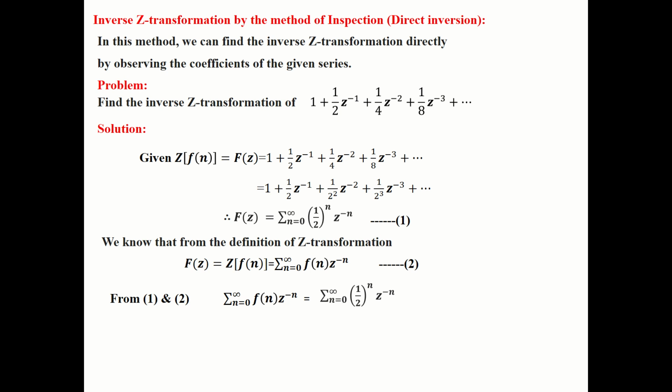Here on the left hand side the summation is starting from n equal to 0 to infinity. On the right hand side also the summation starts from n equal to 0 to infinity. And on the left hand side you have 1 by 2 power n, but on the right hand side you have f of n. On the left hand side you have Z power minus n, and on the right hand side also Z power minus n. So when comparing these two, we easily conclude that f of n is equal to 1 by 2 power n. Therefore, the inverse Z transformation of the given series is nothing but 1 by 2 power n. Right? Next problem.